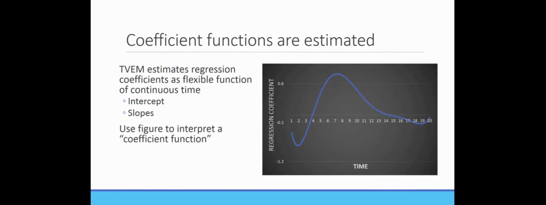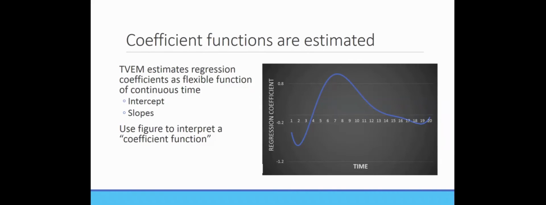So this blue curve on the figure shows a hypothetical regression coefficient that is estimated in TVEM. And again, it's a non-parametric continuous function of time. Does this mean that we have time continuously measured? No, we don't. In real life, we never can assess individuals in streaming real time unless they're wearing some sort of wearable device for passive data capture. But I'm talking about survey data.